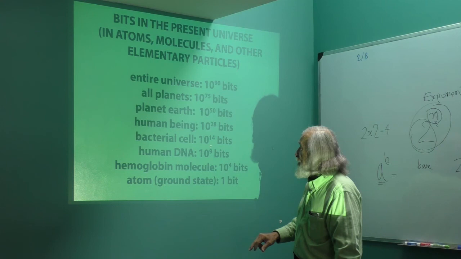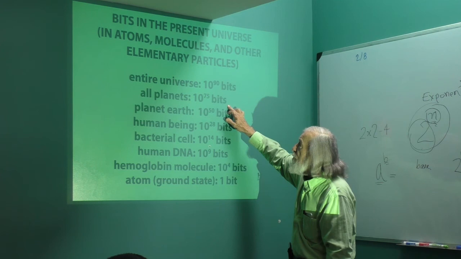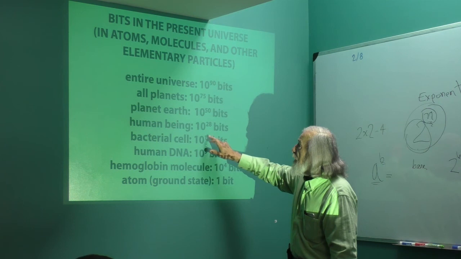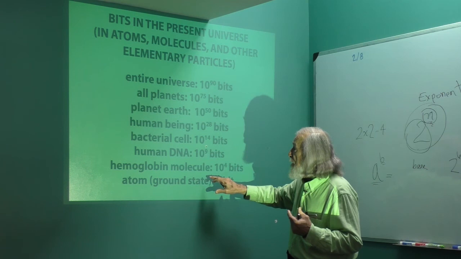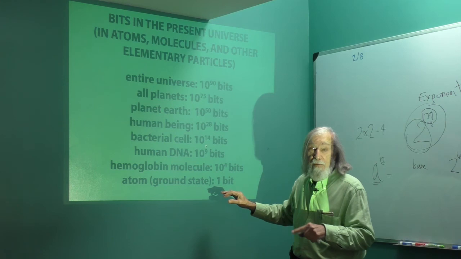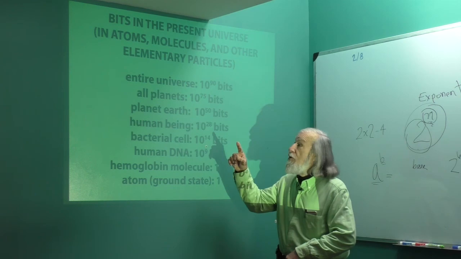But when we get, so all the planets consist of 10 to the 75 bits. So these are huge numbers, very large numbers, and indeed they should be. Planet Earth by itself is 10 to the 50. Human being, 10 to the 28. One of the bacterial cells in your body, 10 to the 14th. Human DNA, that's the DNA in our bodies, 10 to the 9th. A little hemoglobin molecule has still got quite a large number of atoms. It's a pretty big molecule, but it's very simple compared to all the others. 10 to the 4 bits. And one atom in the ground state, one bit. So that's the range of bits.